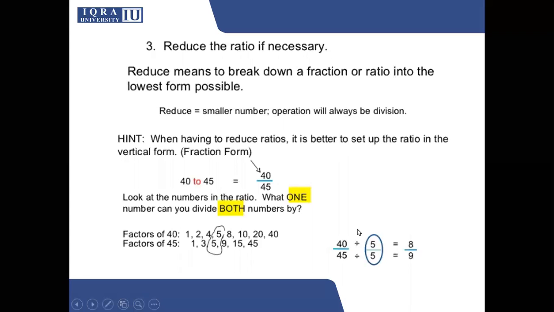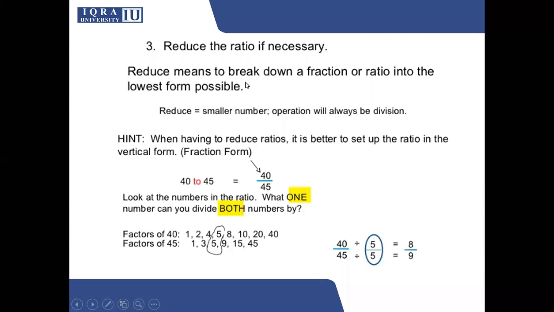Now how do we bring it to its lowest term? We'll be utilizing the HCF that we discussed in the previous slide. Now reduce the ratio if necessary. What is reduce? Reduce means to break down a fraction or ratio into the lowest form possible. So whenever you're reducing, the operation will always be division. You have to divide 40 and 45 by some number. Whenever you have to reduce ratios, it is better to set up the ratio in vertical form, in this fraction form. And now what you have to do is find the HCF of 40 and 45, the highest number that divides both 40 and 45.